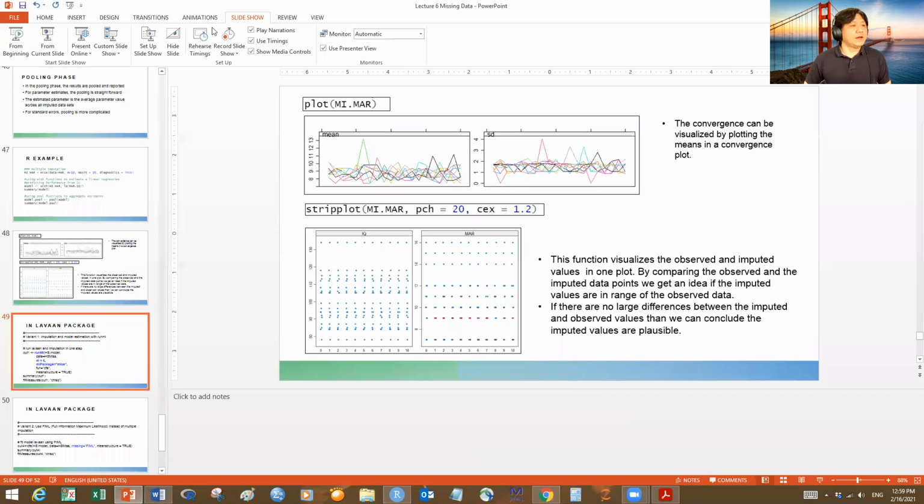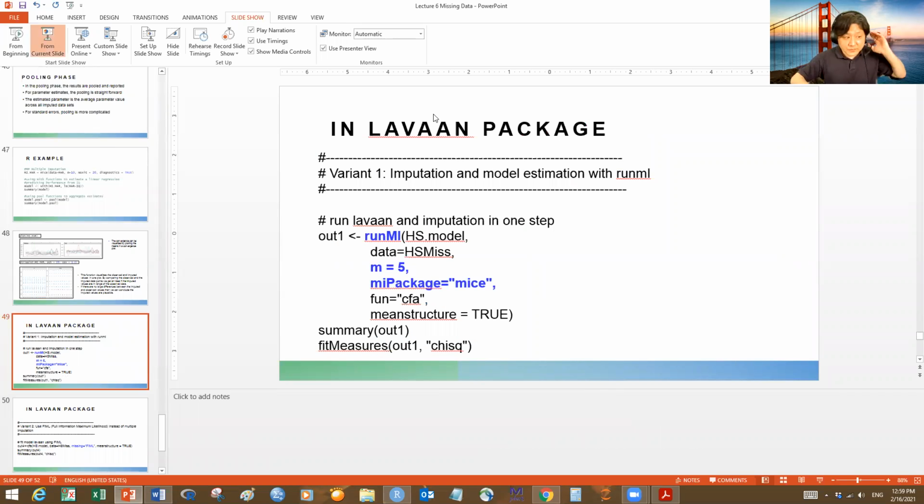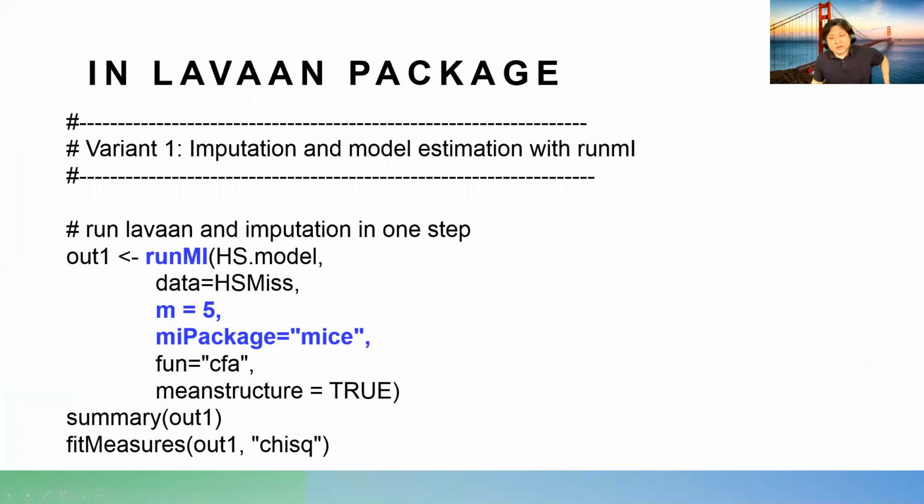Okay, and now I will show you. The mice package generally works for the general linear model. So sometimes you want to use mice multiple imputation for another analysis, right? Like latent class analysis or confirmatory factor analysis, EFA, multilevel. So you can use the lavaan package. The lavaan package is very powerful. So how can we do that?